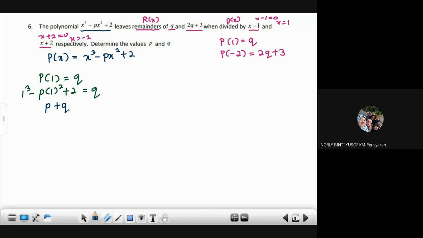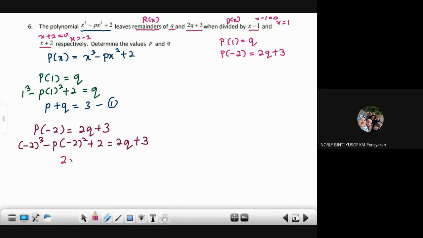Simplify, you will get p plus q equals to 3. Okay, let the variables be on the right side, even though q is on the right hand side, but later you move the negative p to this side, it means p plus q. So 1 power of 3 plus 2 is 3. Okay, and then the second equation of remainder, divisor x plus 2, negative 2, the remainder is 2q plus 3. So substitute in the polynomial, negative 2 power of 3 minus p times the x value, negative 2 squared plus 2 equals to 2q plus 3.